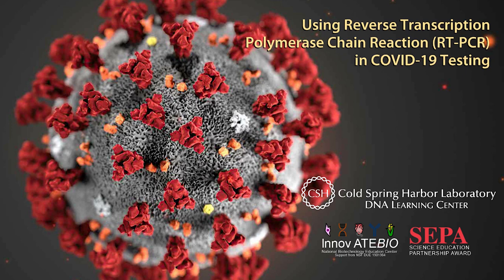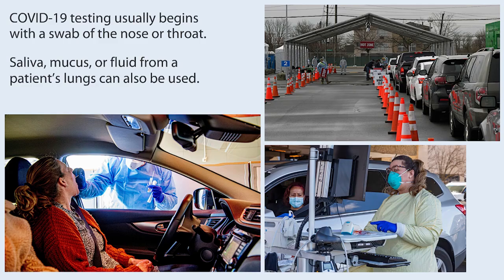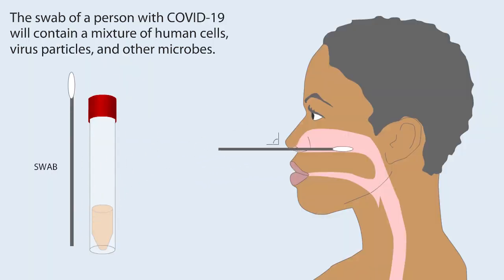Using reverse transcription polymerase chain reaction, RT-PCR, in COVID-19 testing. COVID-19 testing usually begins with a swab of the nose or throat. Saliva, mucus, or fluid from a patient's lungs can also be used. The swab of a person with COVID-19 will contain a mixture of human cells, virus particles, and other microbes.